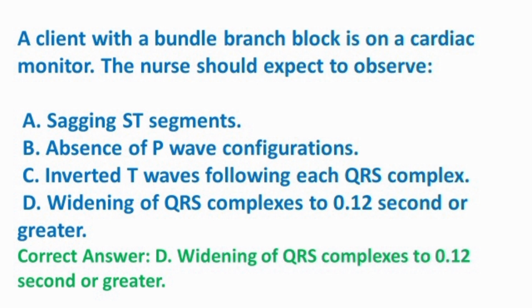The next question is, a client with a bundle branch block is on a cardiac monitor. The nurse should expect to observe sagging ST segments, absence of P wave configurations, inverted T waves following each QRS complex, or widening of the QRS complex to 0.12 second or greater. The correct answer is D, widening of the QRS complex to 0.12 second or greater. So when there is widening of the QRS complex on the ECG to more than 0.12 second or greater, it can be considered a bundle branch block.